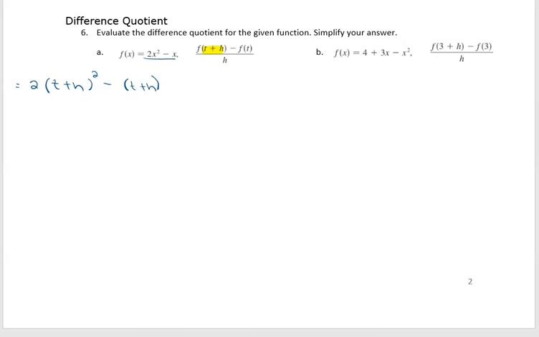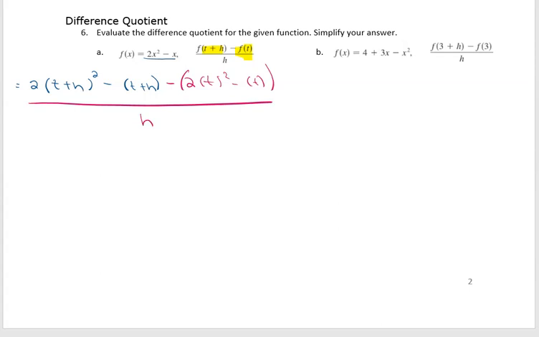Now be careful. Don't forget to do this part over here. So that's minus f of t, which means that we'll take out our x, put in the parenthesis, and put a t in its place. Now the whole thing is all over h, so we'll draw a big line all over h.